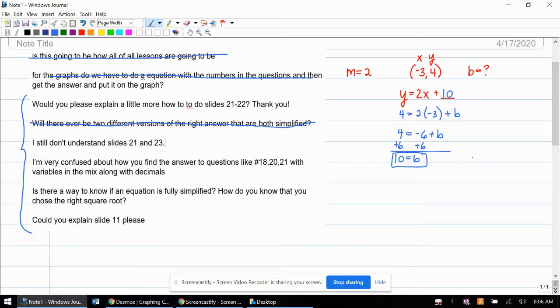So the answer is no. There is one best simplified answer. And if your answer is not the same as the one on the key, it means that maybe you didn't fully simplify it. And so you have to start to get in the habit of checking that the radicand, the thing in the square root, is fully simplified.